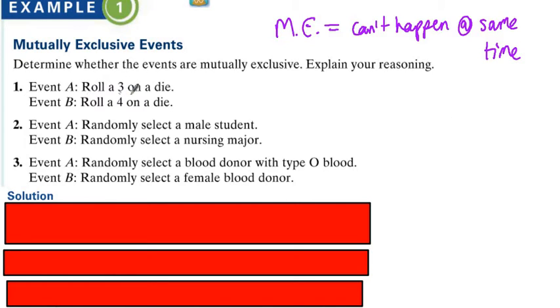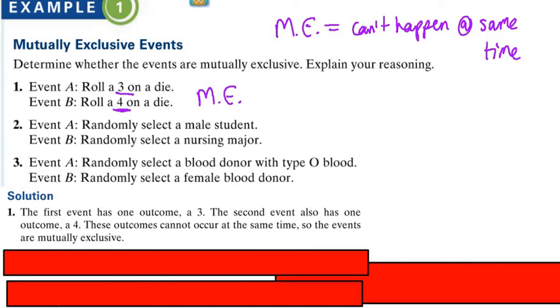So event A, rolling a 3 on a die, event B, rolling a 4. Could those happen at the same time? Could you roll a die and get both a 3 and a 4 at the same time? And obviously the answer is no. You can only get one number at a time. So they can't happen at the same time. That means that they are mutually exclusive. ME stands for mutually exclusive.